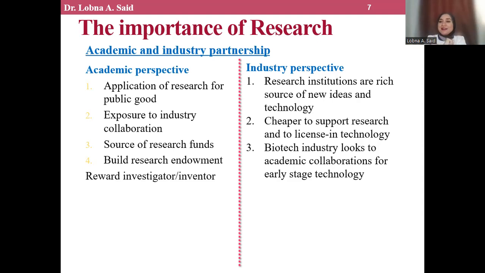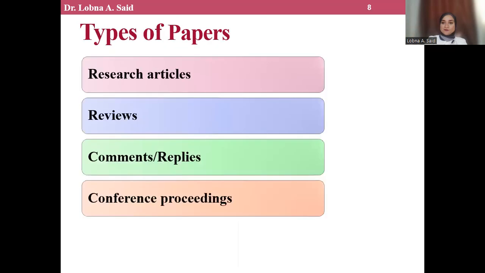Of course, academia looks at industry as a source of research funds, because they already have funding and R&D to fund research. So it's really important. And of course, it builds research endowment and rewards the investigator or inventor. This is really important. And also, industry, specifically the biotech industry, always looks for academic collaboration at early-stage technology before going to mass production and validation.